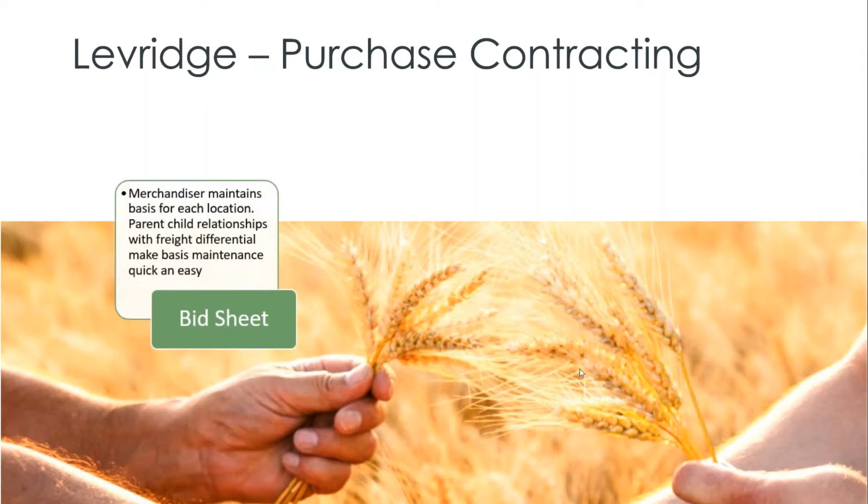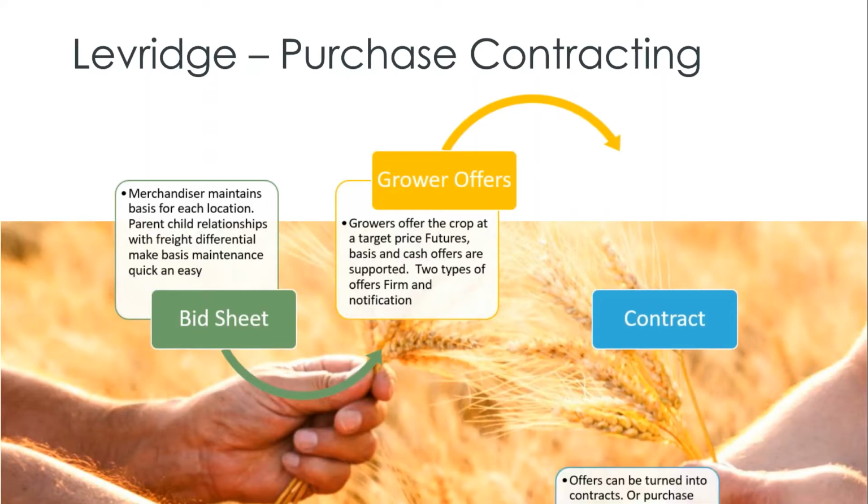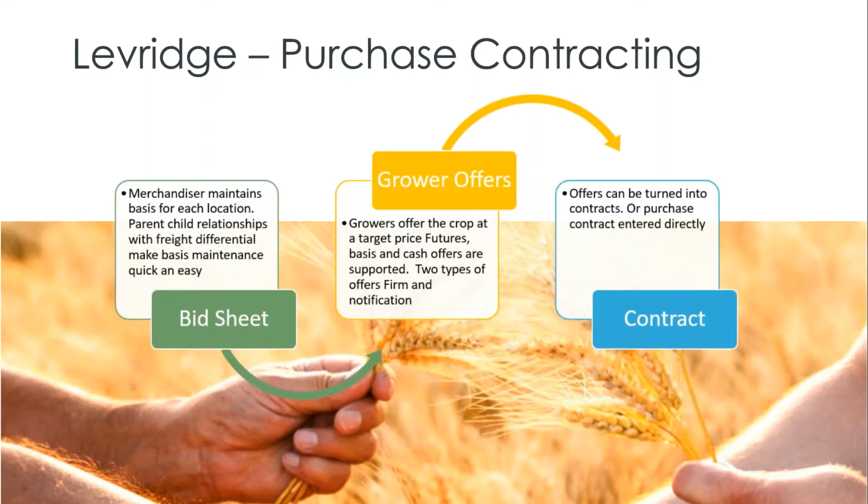It all starts with a bid sheet, and a bid sheet is a way to list your prices that you're paying for grain currently. We keep a basis at each location, and we use a parent-child relationship with freight differential to make maintaining that basis quick and easy, and we'll get a look at that today.